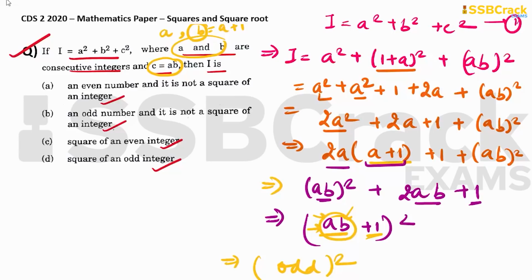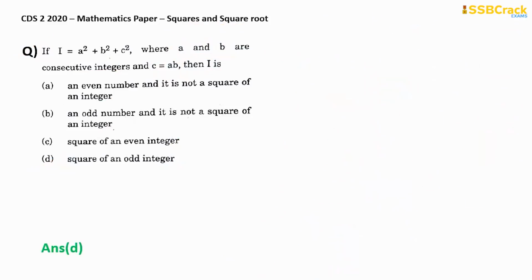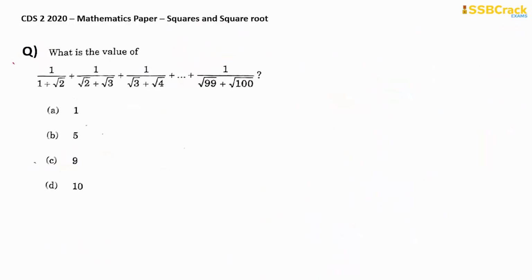So we can see that the square of an odd number is given in option D. So the correct answer for this question should be option D. Let's check. So yes, option D is correct only. Now coming upon to question number 2.